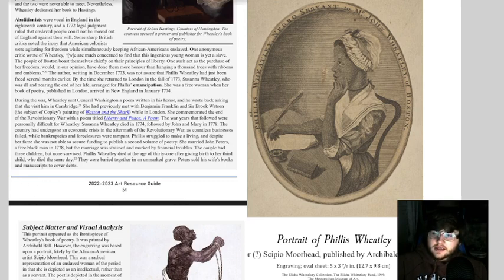Phillis Wheatley died at the age of 31 after giving birth to her 3rd child, who died the same day. They were buried together in an unmarked grave. Peters sold his wife's book and manuscripts to cover debts.